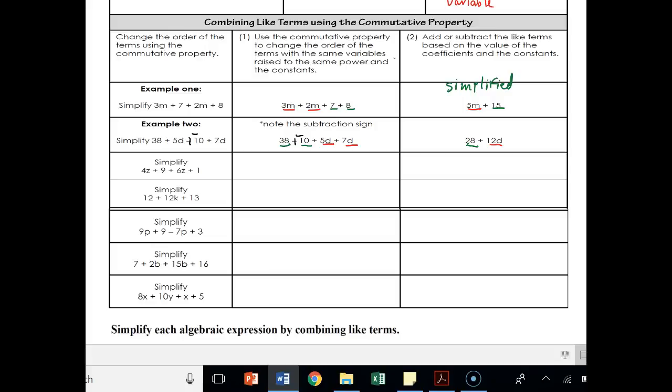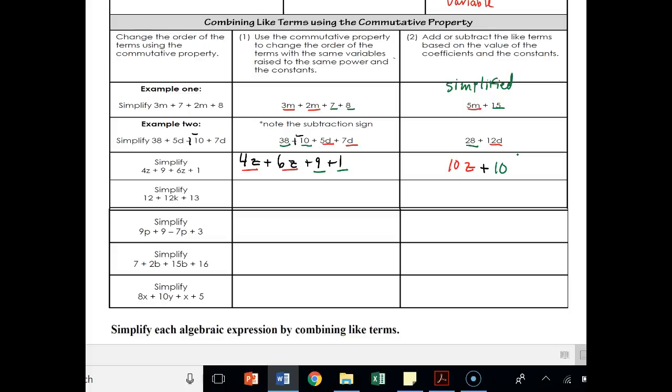So let's go ahead and rewrite and simplify this expression. So first, let's put our variables next to each other. 4z plus 6z plus 9 plus 1. All right, the like terms are 4z and 6z. That gives us 10z. Plus the other like terms, the constants of 9 and 1. That gives us 10. 10z plus 10. That's it. It's not 20z because this does not have a z attached to it.